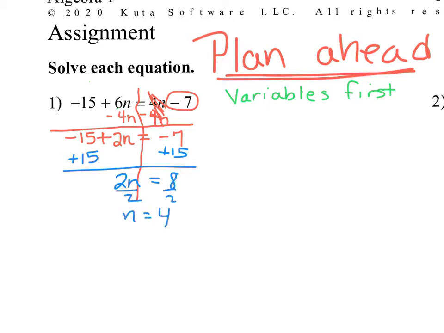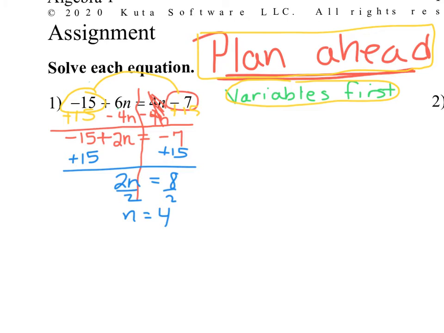So the idea here is think about an efficient first step. There's no one right answer. Some of you might have chosen to add 15 to both sides. That's okay. You would have added 15 to the 15 and added 15 to the 7. That's okay. Some of you might have chosen to add 7 to both sides. That's okay too. But it's most efficient if we move the variables first and we plan ahead. What's going to make our end game as easy as possible? All right, so lots of ways to start these. I want you to think, what's the most efficient way?